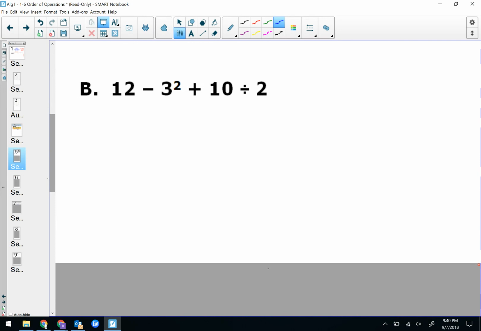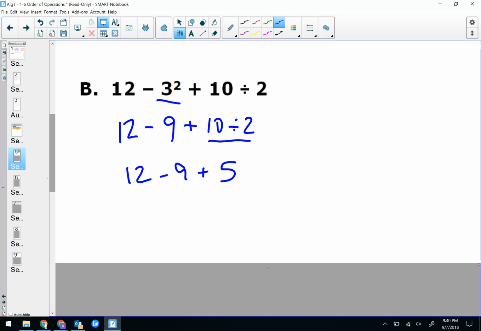Okay, so parentheses, none. Exponents, right there. So let's bring everything down that's not an exponent. 12 minus, let's evaluate the 3 squared, 9 plus 10 divided by 2. Okay, now we'll start with our multiplication and division. I see division right here. So we have 12 minus 9 plus 5.